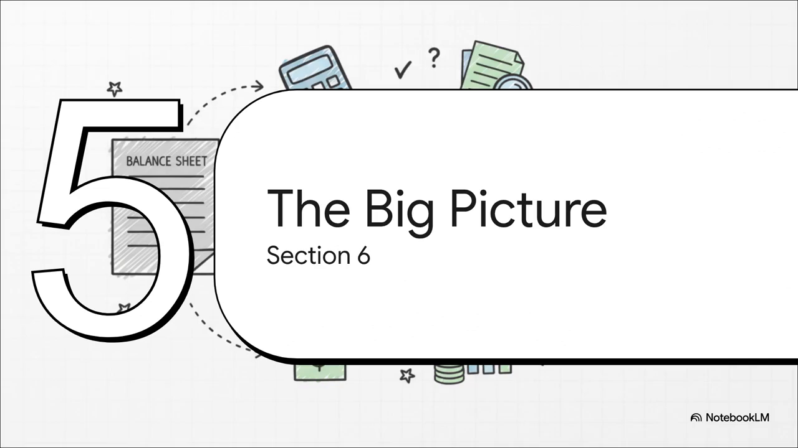Okay, Section 6, the big picture. Let's step back from the details for a second. We started with a totally chaotic list of numbers, and by following a pretty simple set of rules, we've built two perfectly balanced statements that tell a crystal clear story. So what does it all mean?